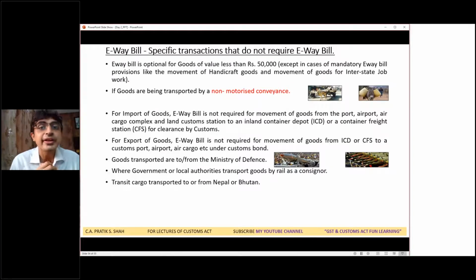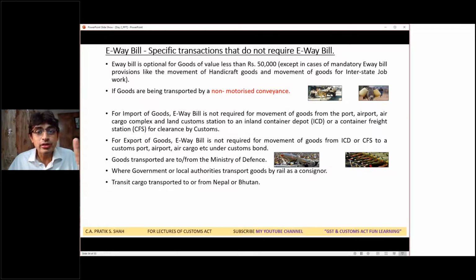Next, transit cargo to or from Nepal and Bhutan. See, understand this point. Suppose this is a person of Nepal, this is a person of US. They are both going to buy and sell.